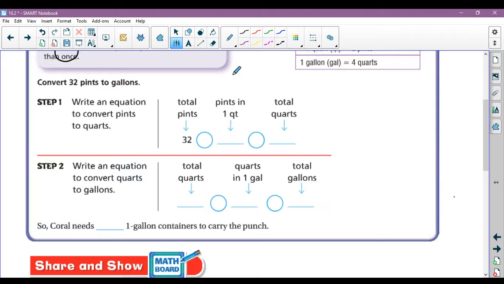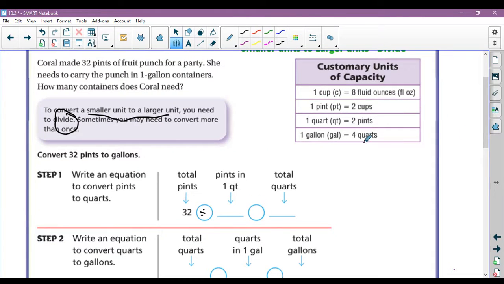So they have us write an equation. Our total pints would be 32. And then we said we're going to divide. Now, if we go up here and look at the chart, there are 2 pints in a quart. So you would have to divide by 2 here. Equal sign. That's going to give us 16.